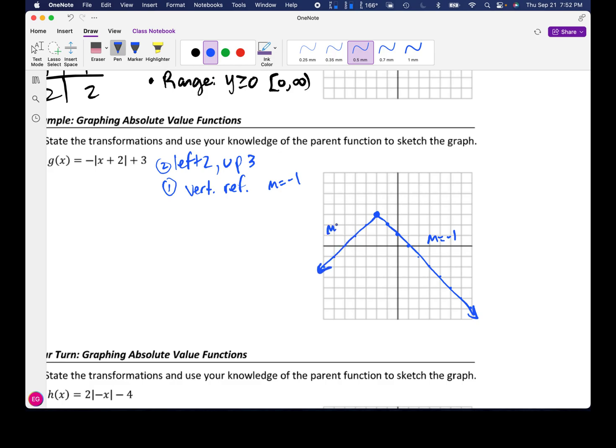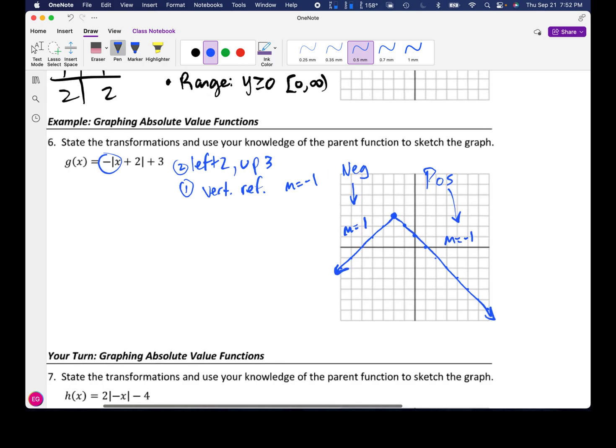Okay, so I kind of have a positive side of the vertex. So that's this side, the positive side. And then I have the negative side. So I just do exactly what the slope says, m equals -1. That's what's in front of the x value over here. And here I'm going to do the negative of that slope. And that's going to allow me to just really quickly, easily graph this.